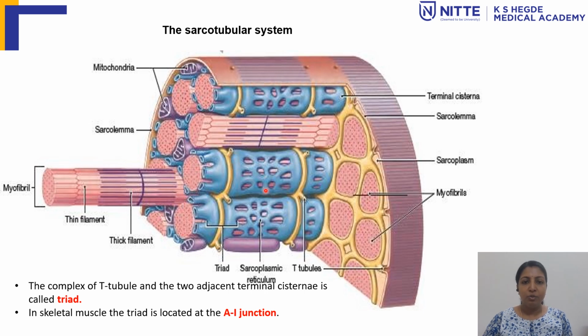Then you have the longitudinal sarcoplasmic reticulum, which stores a lot of calcium, and the calcium released from the sarcoplasmic reticulum is responsible for the interaction between actin and myosin. On either side of the T tubule you have the dilated cisternae of the sarcoplasmic reticulum. All three together are called the triad. This constitutes the sarcotubular system.